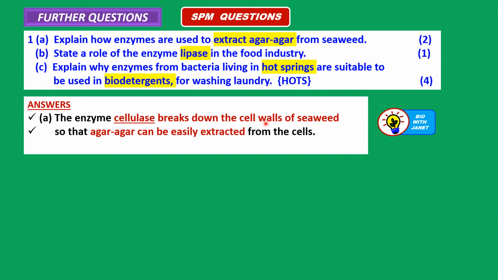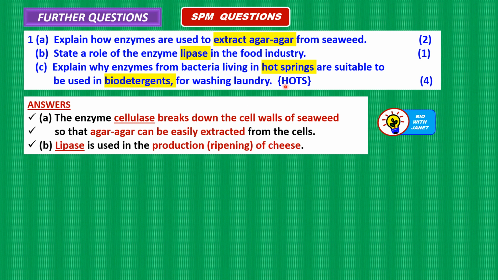Now, for lipase, state the role of lipase in the food industry, just 1 mark. So lipase is used in the production or ripening of cheese. And if there are more marks, you can write, it helps to digest the lipids in the cheese to form fatty acids and glycerol. Okay, right.